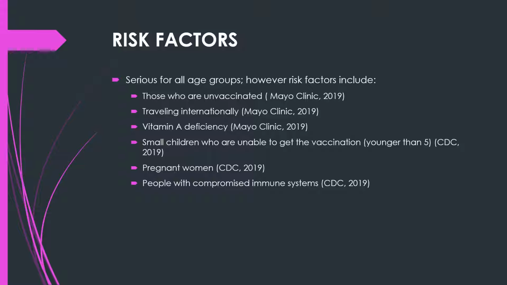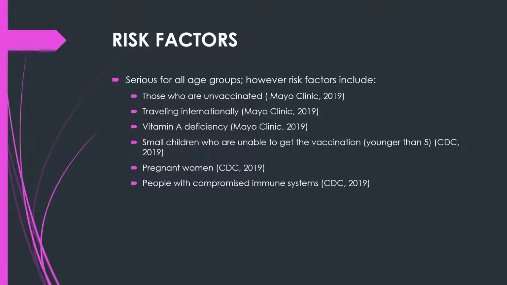Let's see. The vitamin A deficiency, not having enough vitamin A in their diet, will cause the individual to have more severe symptoms and complications with measles. So it's not technically a risk factor of contracting measles, but it is a risk factor for having more complications and worse symptoms.